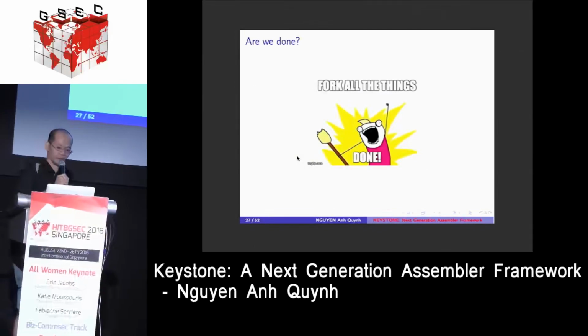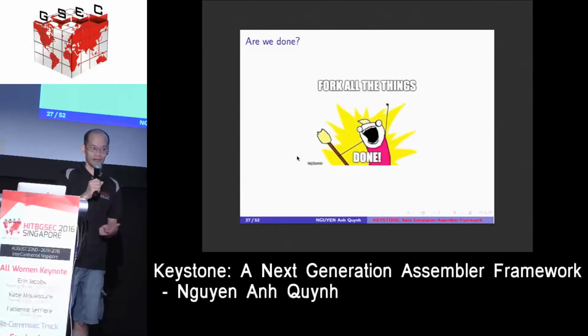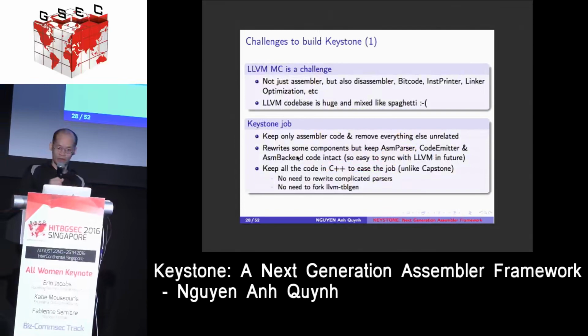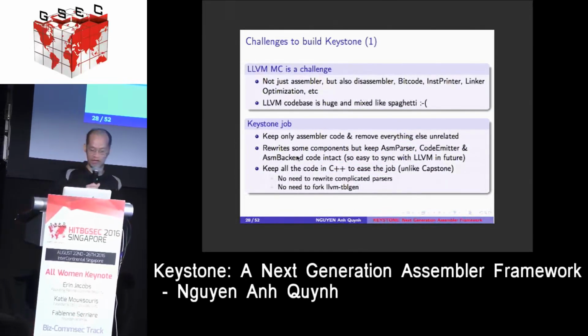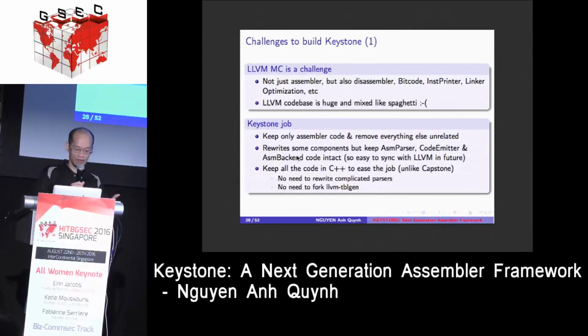Okay, so we fork LLVM to build Keystone. Is that easy? It's not a lot of work? No, there are many challenges. First, as I said, MC is not just an assembler, it has many things inside. It includes a disassembler, bitcode, instruction printer, linker, and optimizer for compilers. And the code is huge and mixed together like spaghetti.